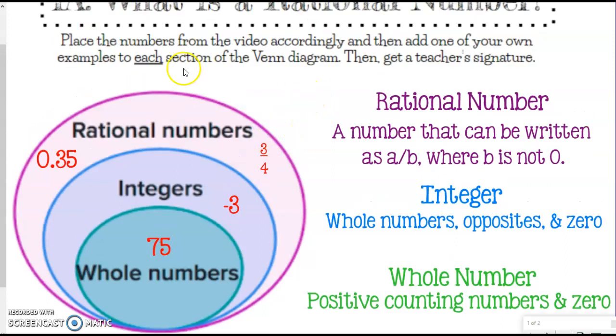Okay, so now what you need to do is, once you've placed those numbers, you need to now add your own example for each category. So I should see 3 new numbers on here, and then get a teacher signature. Good luck, and move on to the next thing.